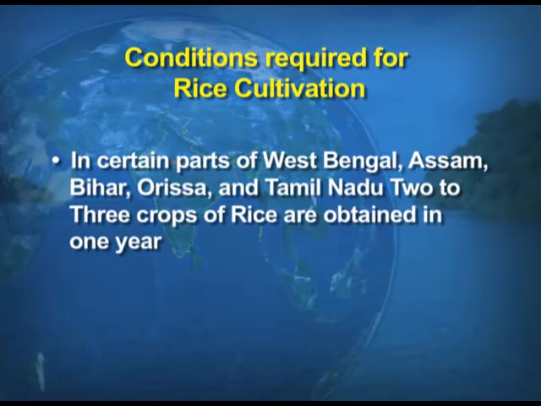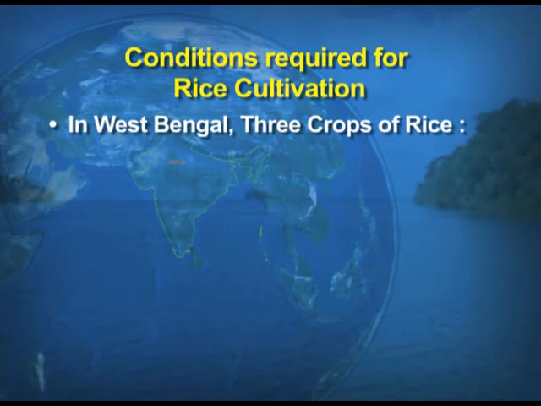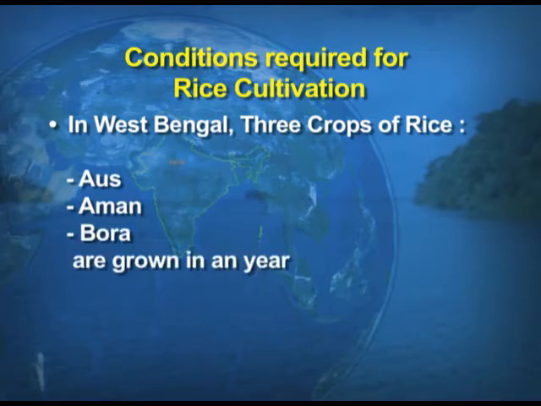In certain parts of West Bengal, Assam, Bihar, Odisha, Tamil Nadu, we have 2 to 3 crops of rice obtained in a single year, and the reason is that we have plenty of water in these areas. In West Bengal, the 3 crops of rice we grow in a year are named Aus, Aman and Boro. These are the 3 qualities of rice which we grow in a year in West Bengal.